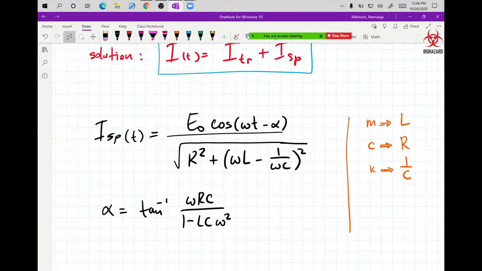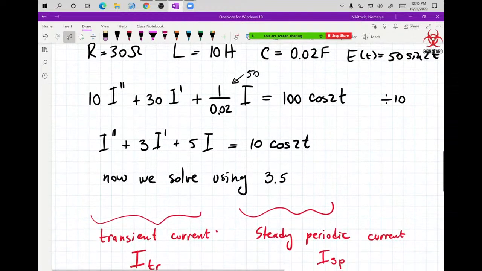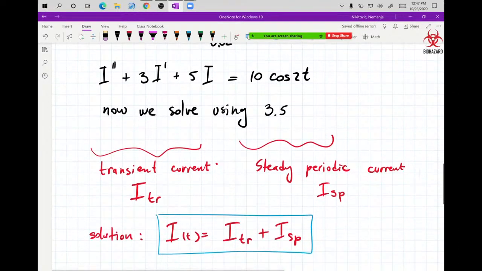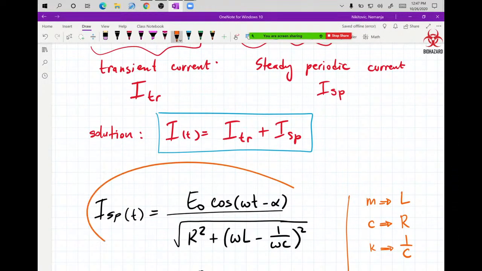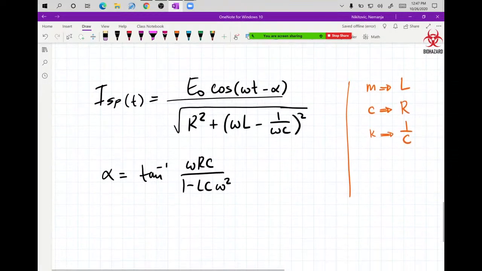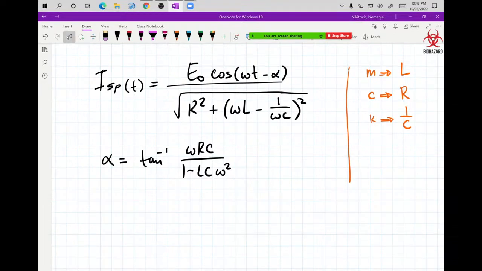This is now I_SP, right? We are not counting the transient solution, which comes from the characteristic equation, r squared plus 3r plus 5. That one will give you I transient, which is just equal to 0. I transient plus this solution will give you the total solution for the current through that one loop.